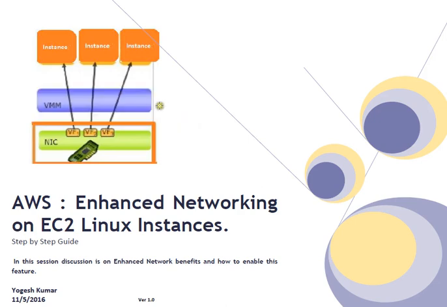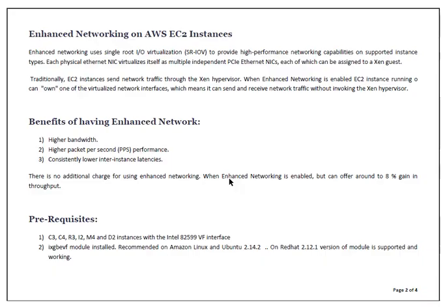In general, when enhanced networking is not enabled, all the traffic or communication between the instance and that NIC goes through the hypervisor. This is the hypervisor layer. But when you enable enhanced networking, all the communication happens directly between the instance and that virtual NIC. So that's a benefit of using enhanced networking. You are bypassing one virtual layer of hypervisor networking.